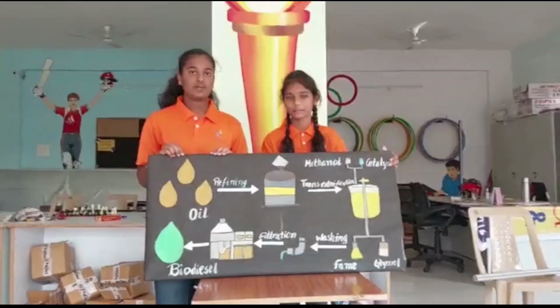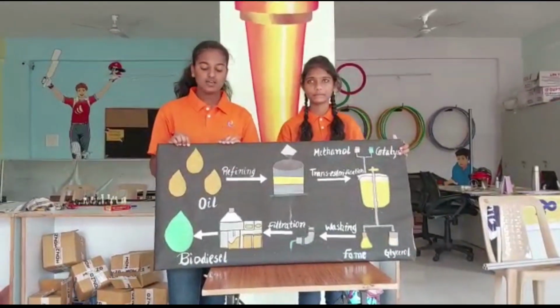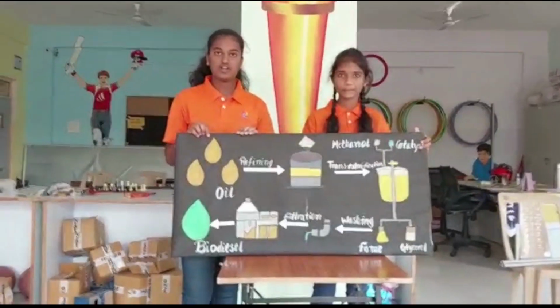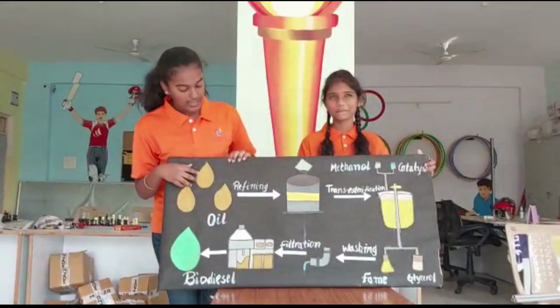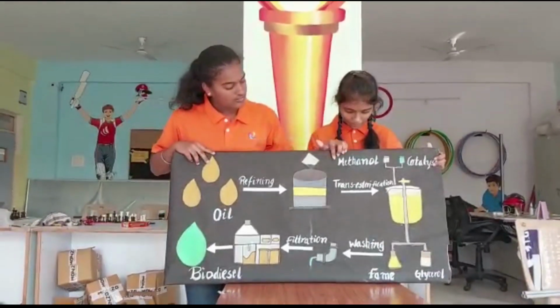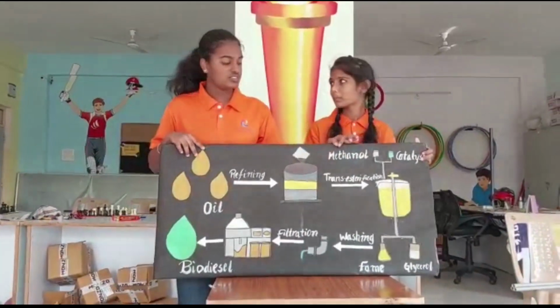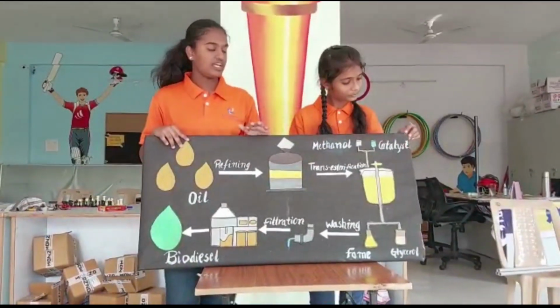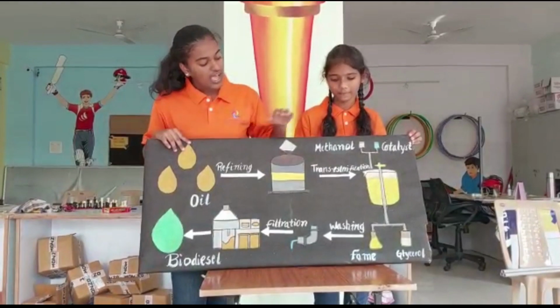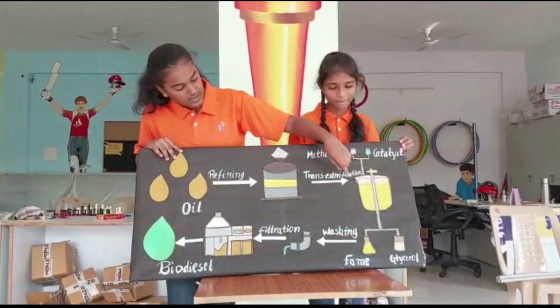Thank you. Hello, my name is Anika. Our project is about biodiesel production, and today I'm going to explain how it is made. For this, crude oil is refined and then goes through a process of transformation, in which methanol and catalyst are mixed at a temperature of 65 to 75 degrees, and then we get FAME and glycerol.